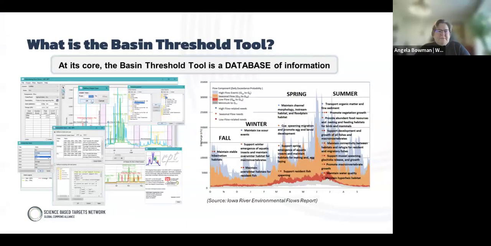First, to level set for us today, defining what the basin threshold tool is. At its core, the basin threshold is a database of information. That includes data, methods, model links, academic and grade reviewed literature, basically supporting documentation that helps to ease the burden of target setting in a local basin for companies as they're setting their freshwater targets. Information ranges from environmental flows information, which is the core component of the tool, and the supporting documentation that's required. Next slide, please.